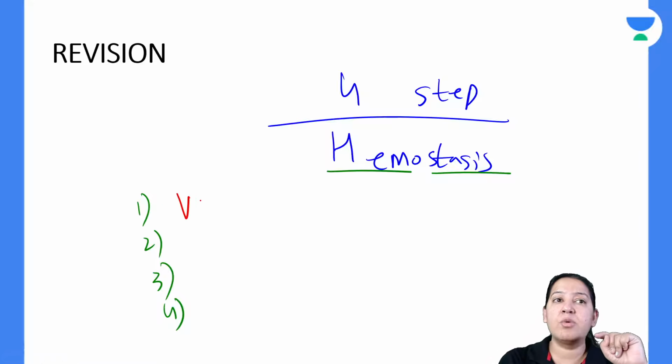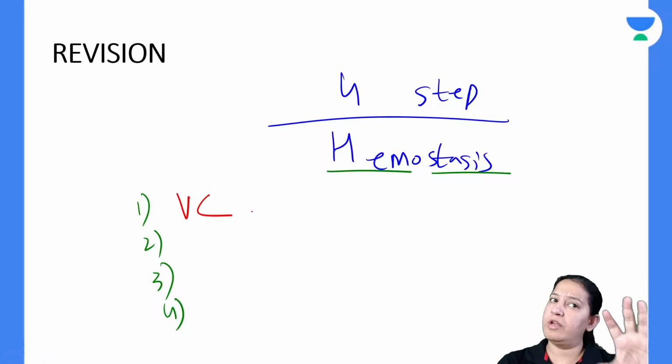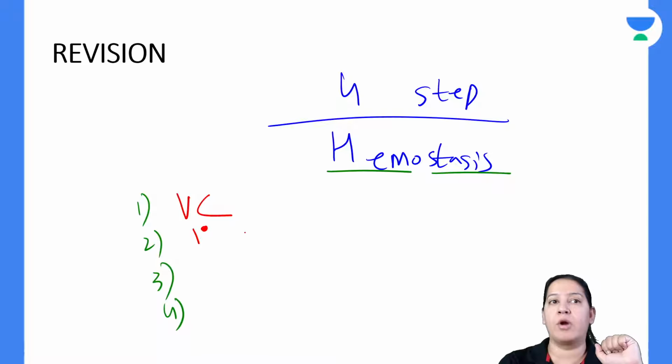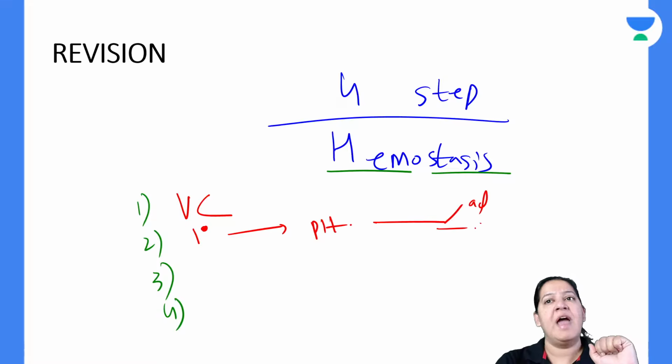The first step is vasoconstriction. So immediately after injury, we have vasoconstriction. After that, the primary clot is formed. The primary clot is made up of platelet. So via platelet adhesion, activation, and aggregation, we have formed the clot.